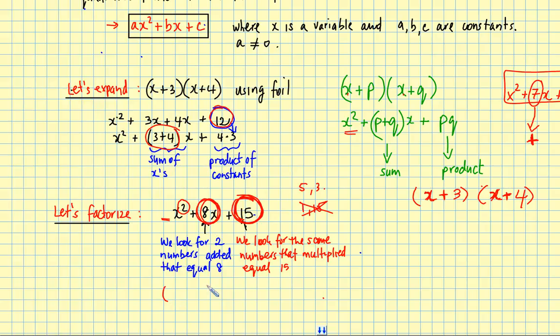So we would open up the two parentheses, and we would say, well, it's an x squared, so it goes to x and x in both of them. And because both of these are positive, this will go to plus 5 and plus 3.